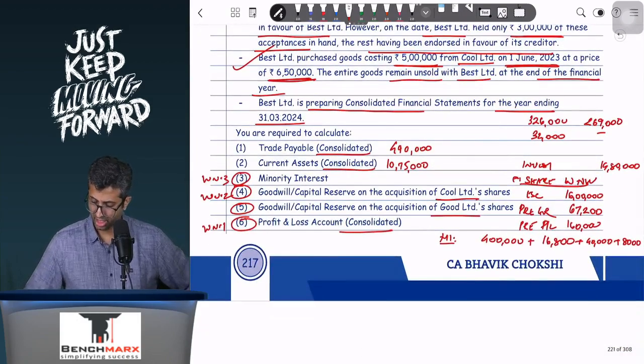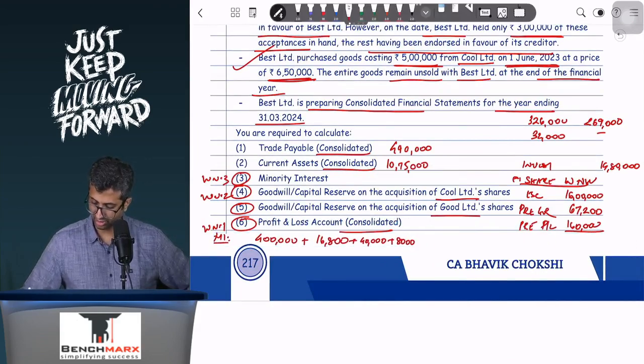So over here, if I were to do the workings for these, I will say 16 lakhs plus 67,200 and 1,60,000. 16 lakhs, 67,200, 1,60,000 is 18,27,200. So I believe यहाँ पे capital reserve आ जा रहा, minus 14,80,000. 347,200 of capital reserve. So this must be 347,200 of capital reserve.